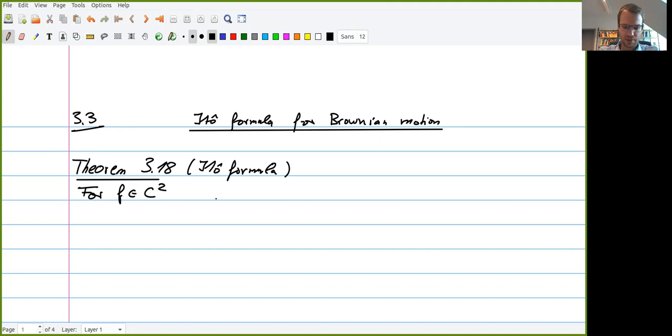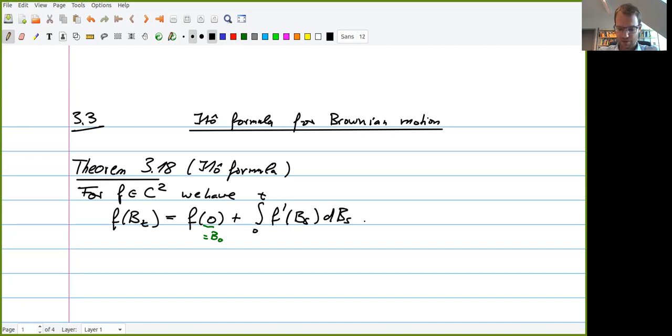For a function f which is twice continuously differentiable, we have that if we look at the function applied to the Brownian motion at time t, this is equal to the function evaluated at 0, because this is the Brownian motion at 0, plus the integral from 0 to t of the derivative of the function f applied to the Brownian motion at time s, integrated with respect to dB_s, plus 1/2 the integral from 0 to t of the second derivative applied to the Brownian motion at time s, integrated with respect to ds. And this holds for all t, P almost surely.